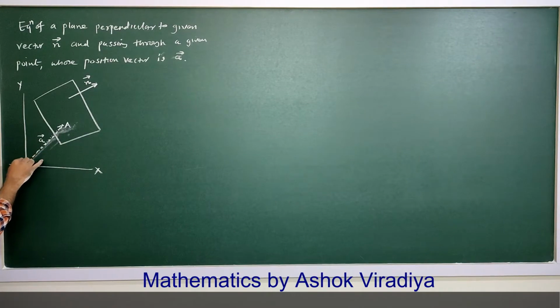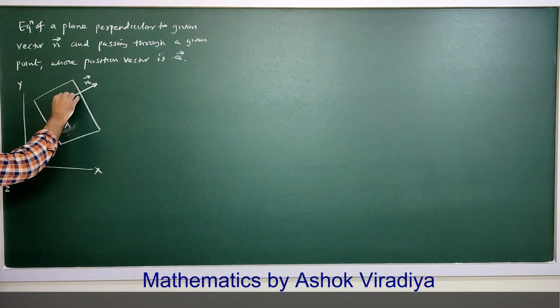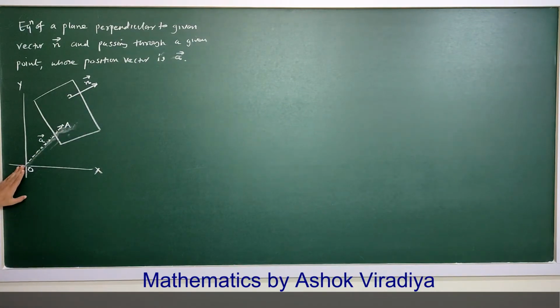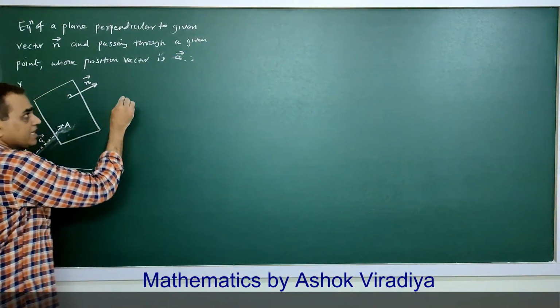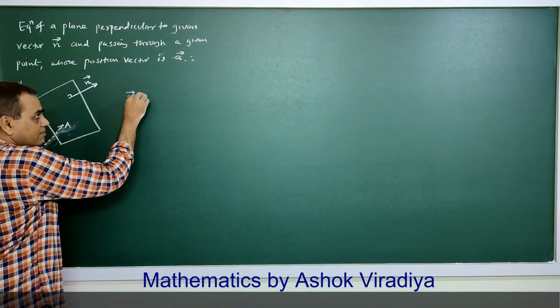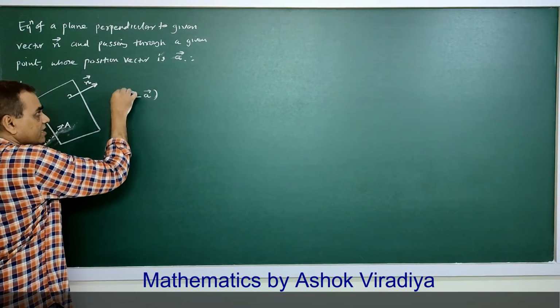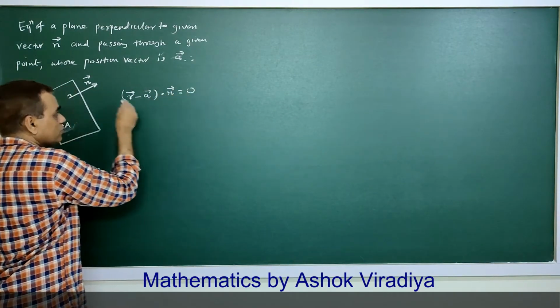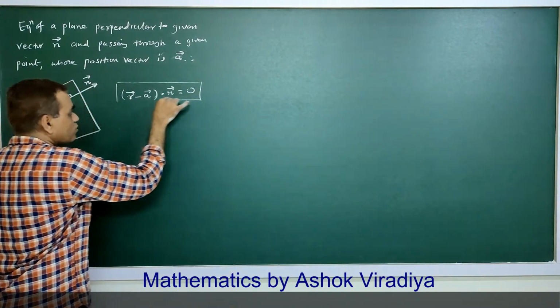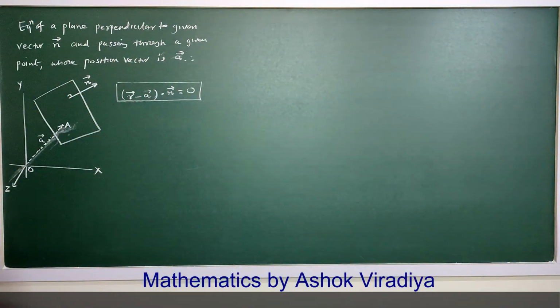So a point is given and perpendicular vector is given, then equation of this plane is vector r minus vector A dot vector n equal to 0. This is vector equation. It is vector form.